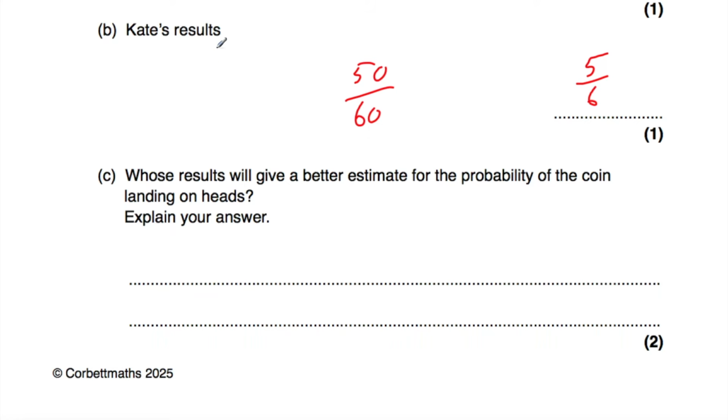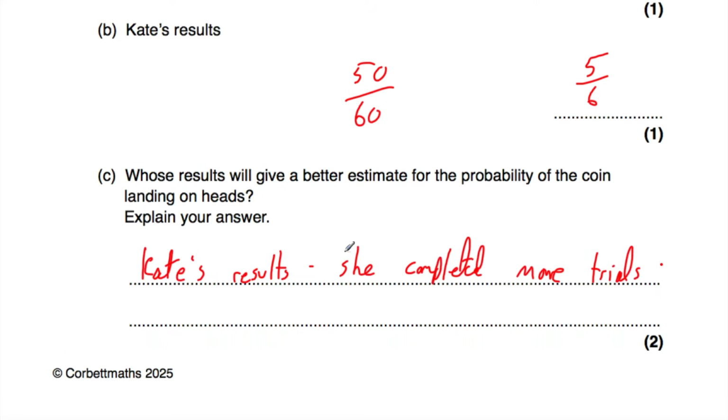So that means that Kate's results would be the better estimate because she did the experiment 60 times. She flipped the coin 60 times, whereas Omar only flipped it 20 times. So let's explain that. And that's it. So just written down Kate's results because she completed more trials. She did the experiment more times. She flipped the coin more times. So her estimate's going to be better than Omar's because he only flipped it 20 times. Okay, let's look at our next question.